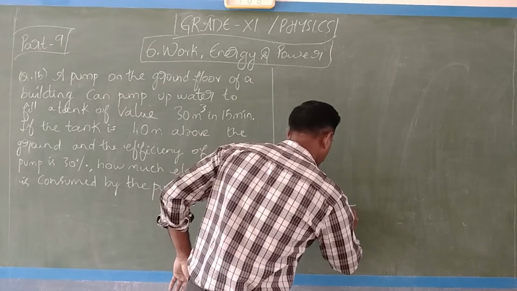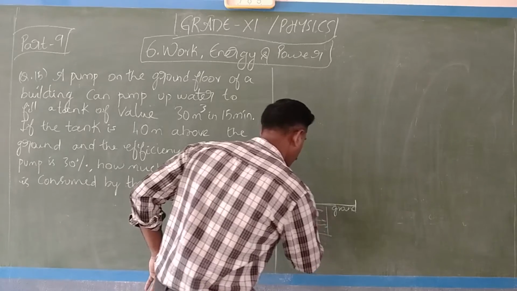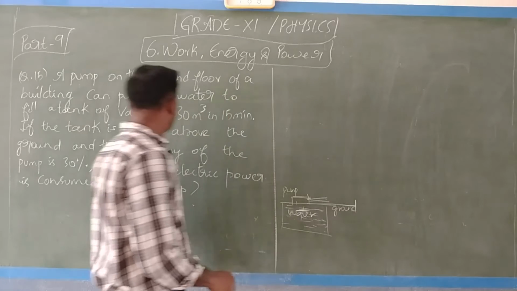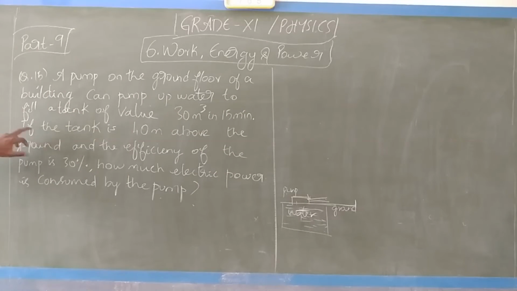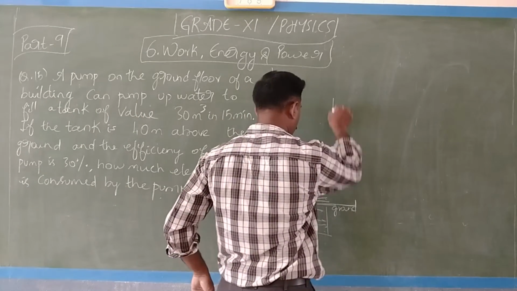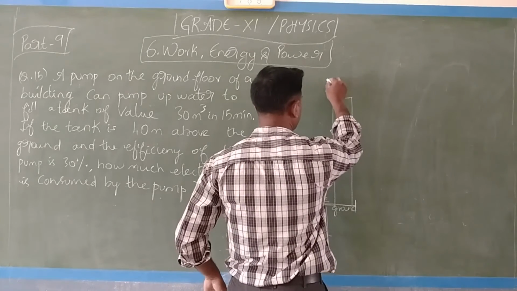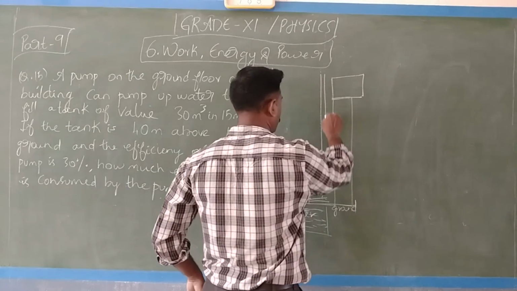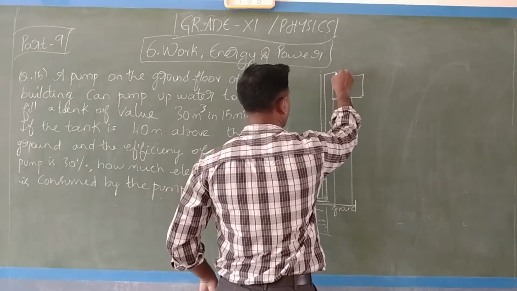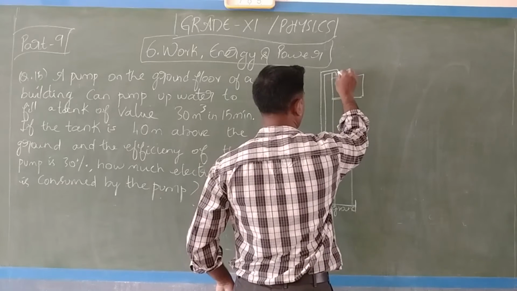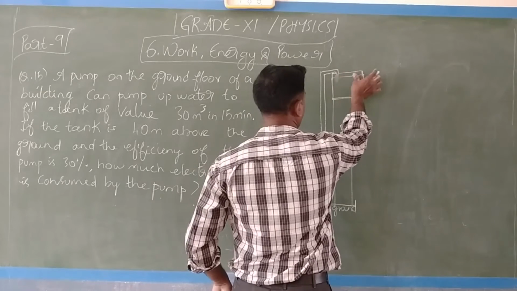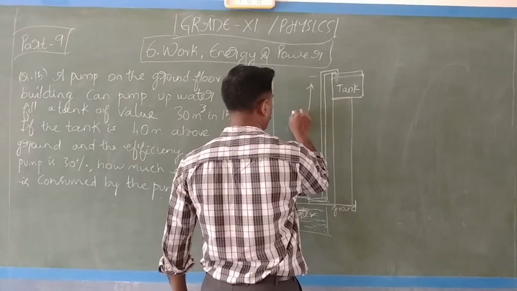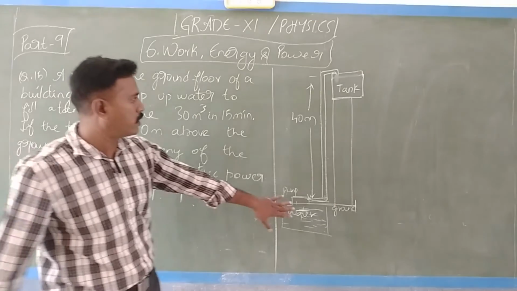This is ground level. This is water. So water, ground level, and you have a pump. The tank is 40 meters above the ground. So tank. So this height is 40 meters. So ground level எனக்கு 40 meter ஒரு tank இருக்கு.